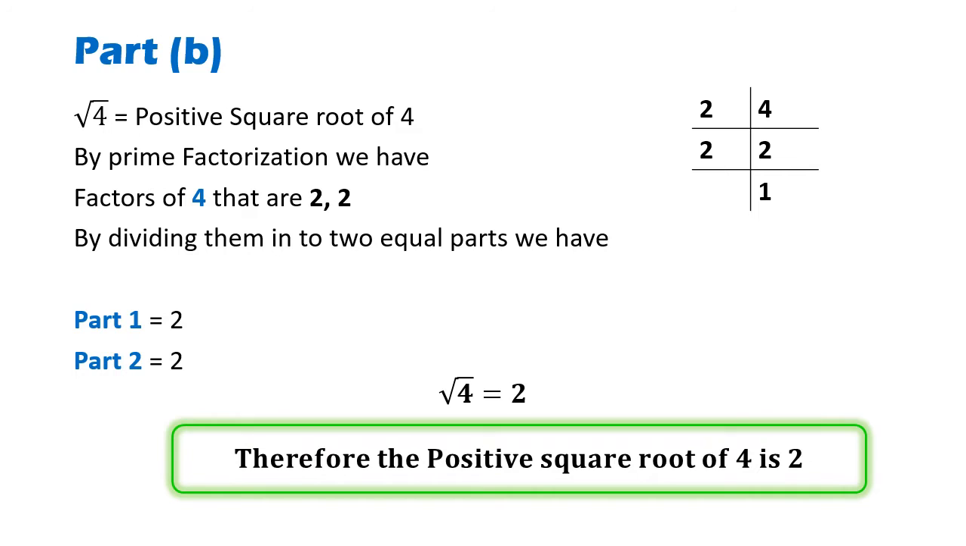Part B. To find the positive square root of 4. First calculate the factors of 4 by the prime factorization method. Factors of 4 are 2 and 2. Then divide these factors equally as shown, each part should be the same. In this case each part is 2. Therefore, the positive square root of 4 is 2.